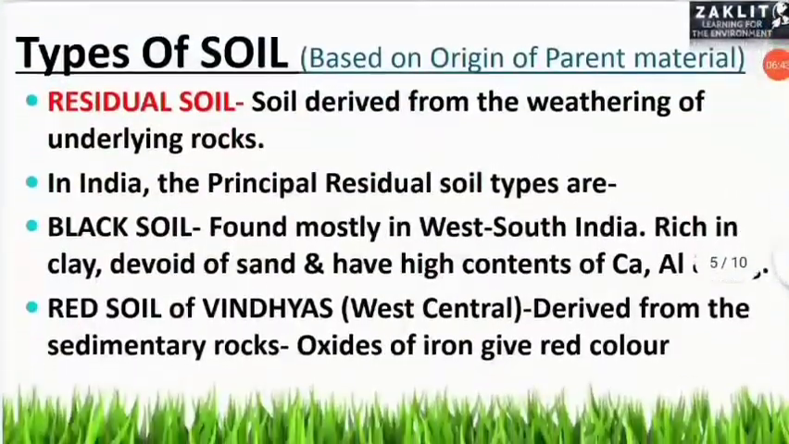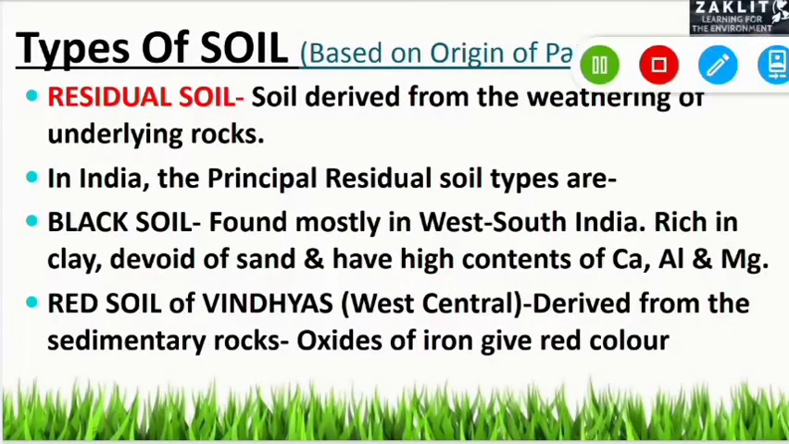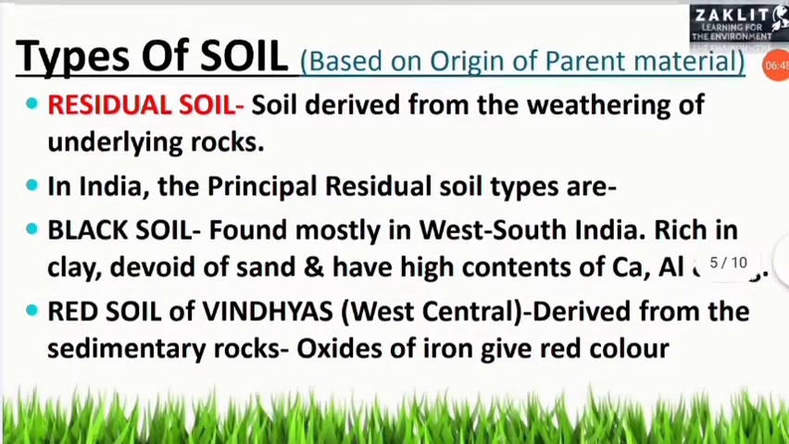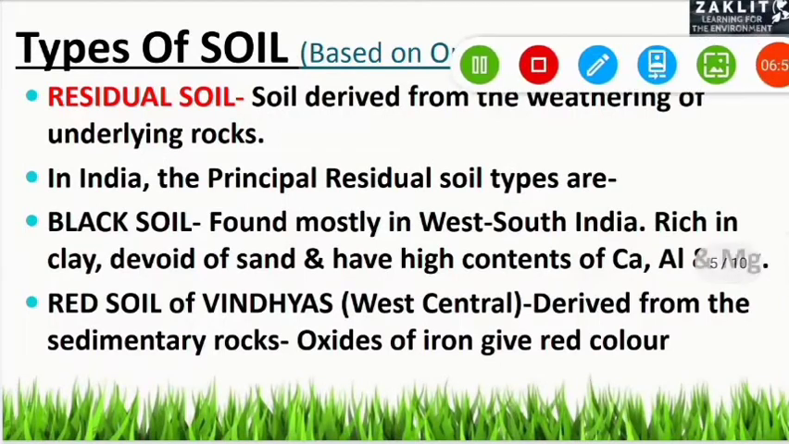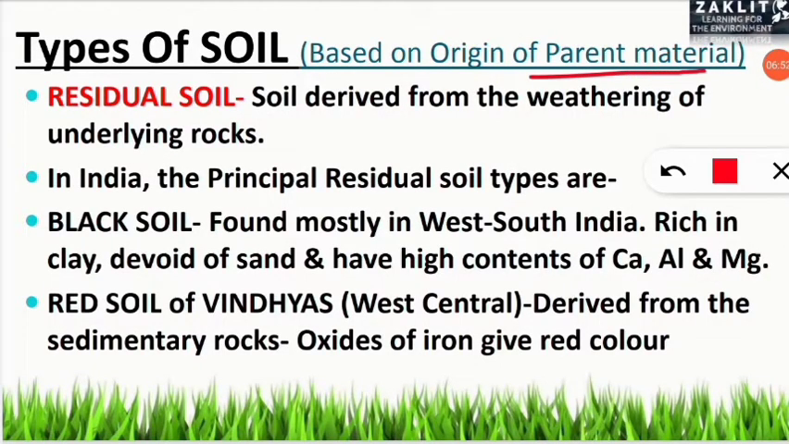In the next slide we will discuss the types of soil based on the origin of parent material. Parent material means from which kind of rock the soil is formed. On the basis of that there are different kinds of soil. Number one is residual soil. So what is residual soil? Soil derived from the weathering of underlying rocks.